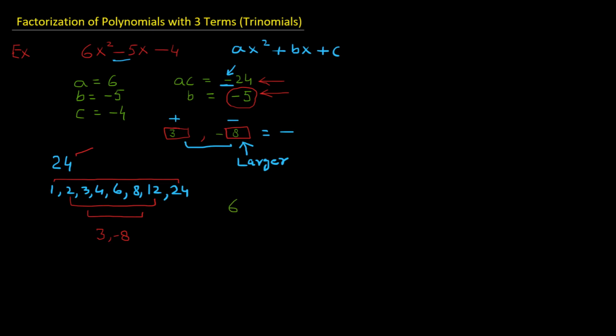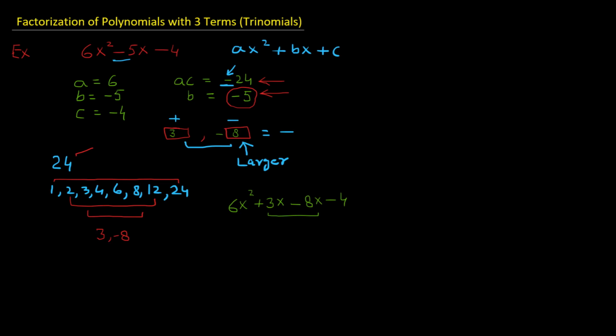So the next step would be plus 3x. You can write minus 8x first, no problem. Minus 8x and minus 4. You see, we are not changing the original equation, because if you simplify these two, you will get minus 5x. So we have just identified a way to split this term so that we could factorize this.